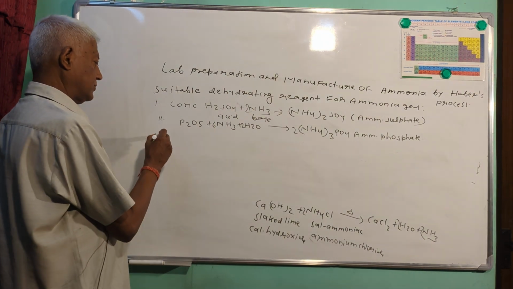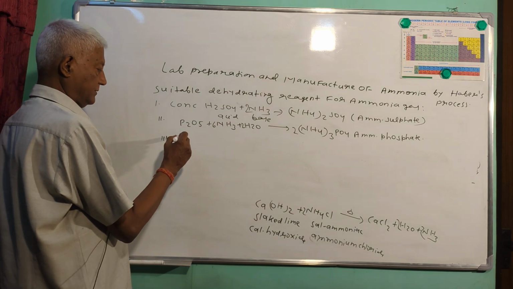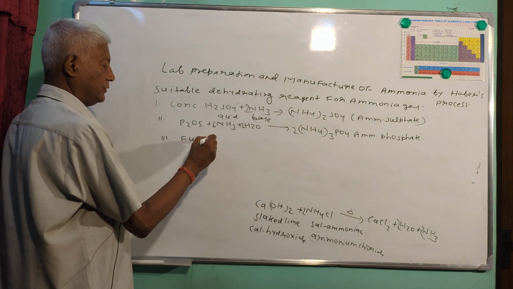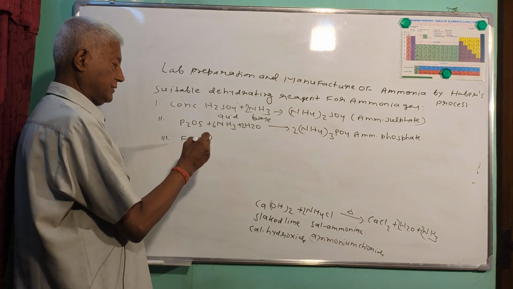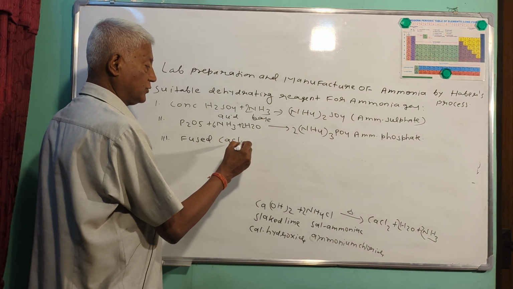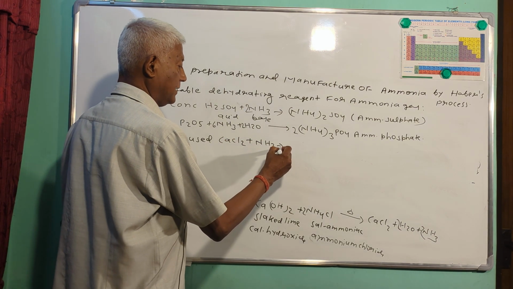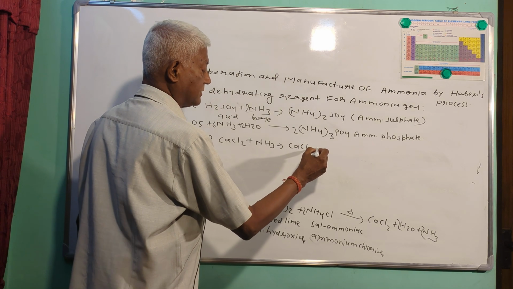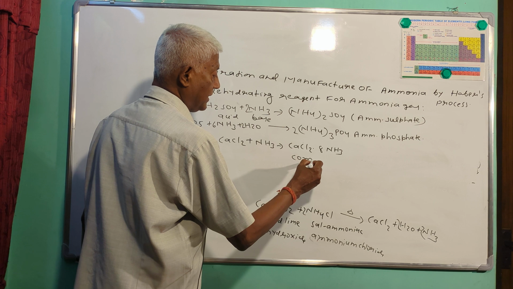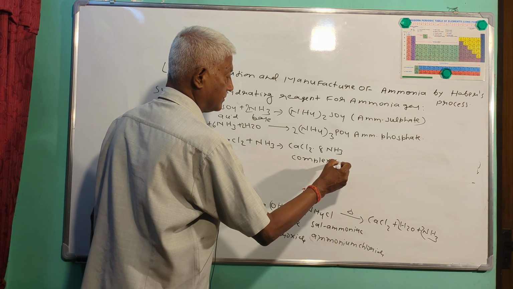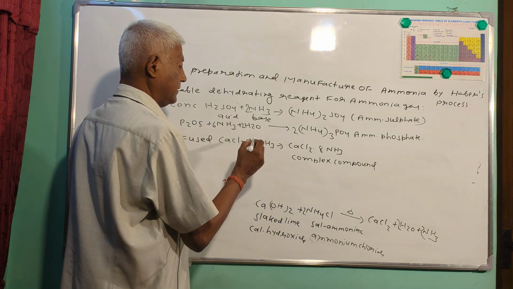Like this, the third dehydrating agent is fused calcium chloride. Fused means melted, molten you can say. Calcium chloride is also used as a dehydrating agent, plus NH3. What you get? A complex compound with 8. That is the complex compound. So how many? 8.